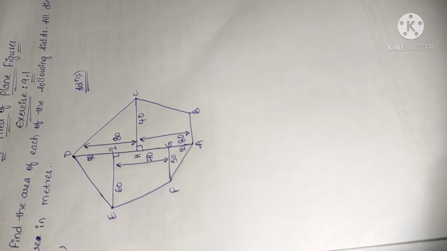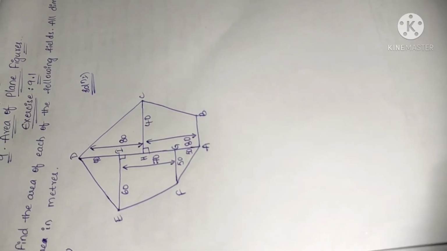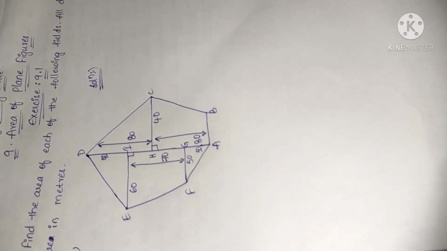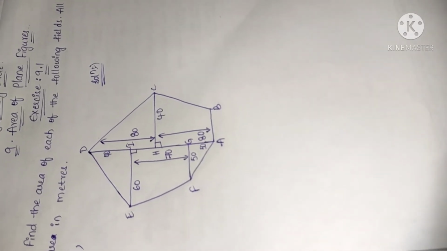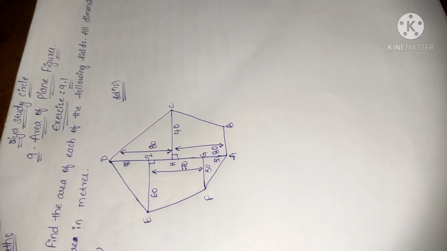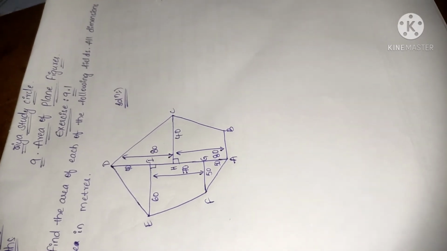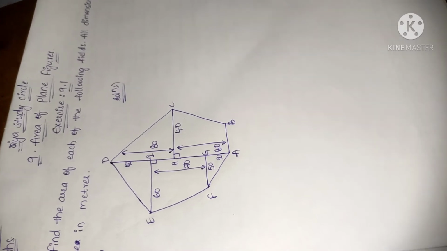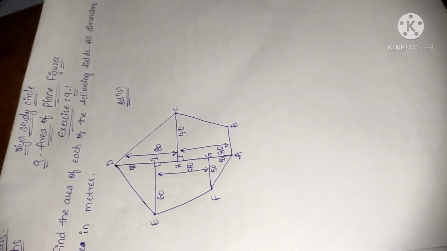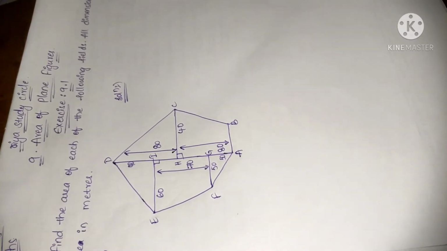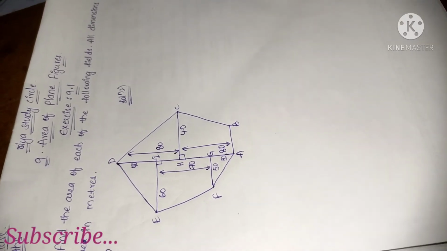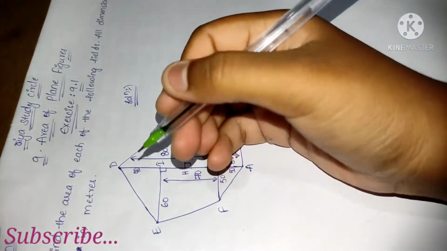Today I am going to explain about 8th class maths chapter number 9, area of plane figures. In that exercise 9.1, 5th bit, first problem. Here 5th bit is find the area of each of the following fields. All dimensions are in meters. Here they gave one shape, and we have to find the area of this total shape. Let's see the solution for this problem.